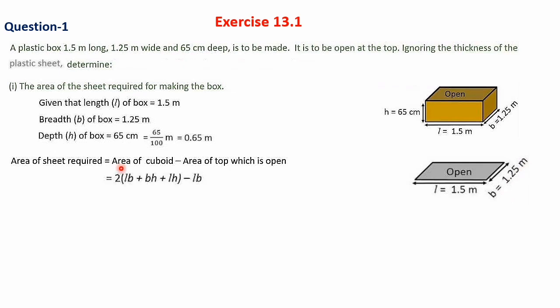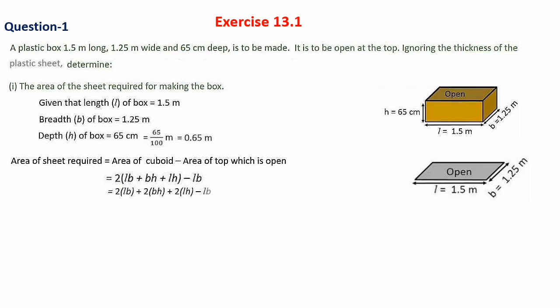Total surface area of cuboid, we know the formula, 2 into (LB plus BH plus LH) minus area of top. Area of top is a rectangular shape, length into breadth. So it is mentioned here. First let us do the calculation part here. Simplification we must do here, then we can go for substitution.